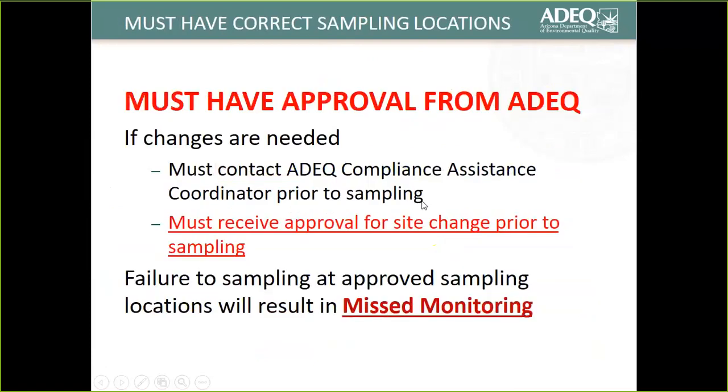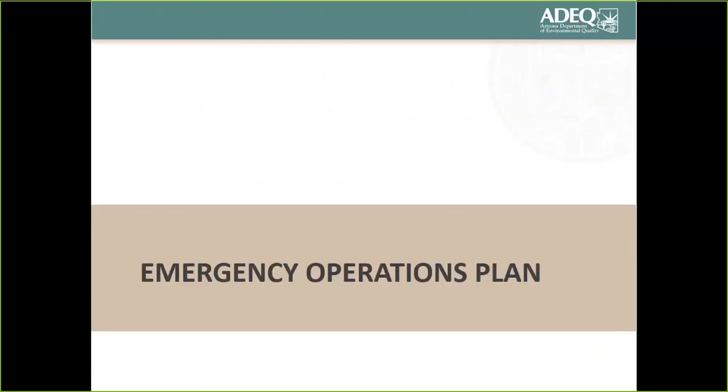One thing that I want to mention again: if you are changing sites, you have to have approval from ADEQ. So you just contact your compliance assistance coordinator and then go from there if changes need to be made. If you change your sites without letting us know and sample there, it might end up in a mismonitoring violation. So keep that in mind. So that kind of wraps up the Stage 2 DBP plan.